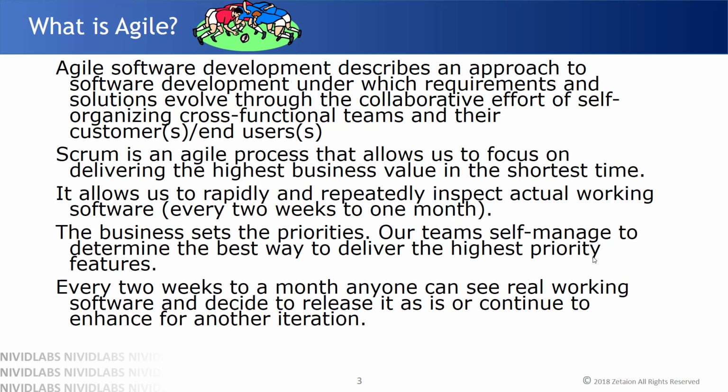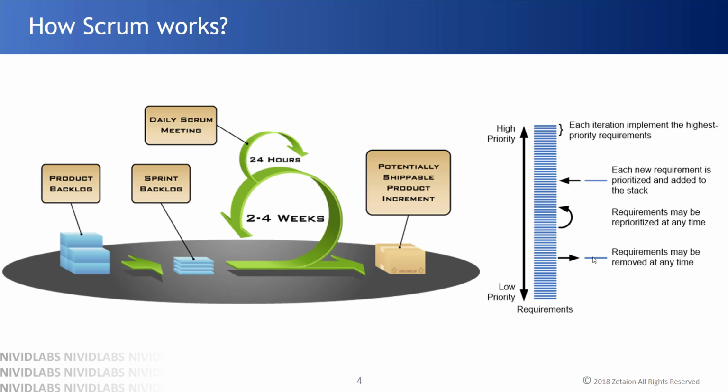Also, the priorities will be set by the business or the product owner, and teams will self-manage to determine the best way to deliver the highest priority features in the shortest period of time. And it also evolves in the next coming iteration how that can be delivered even better. So for every 2 weeks to a month, which is called a sprint, anyone can see real working software and also decide whether to deliver it as it is or to continue for further feature enhancement in the next iterations.